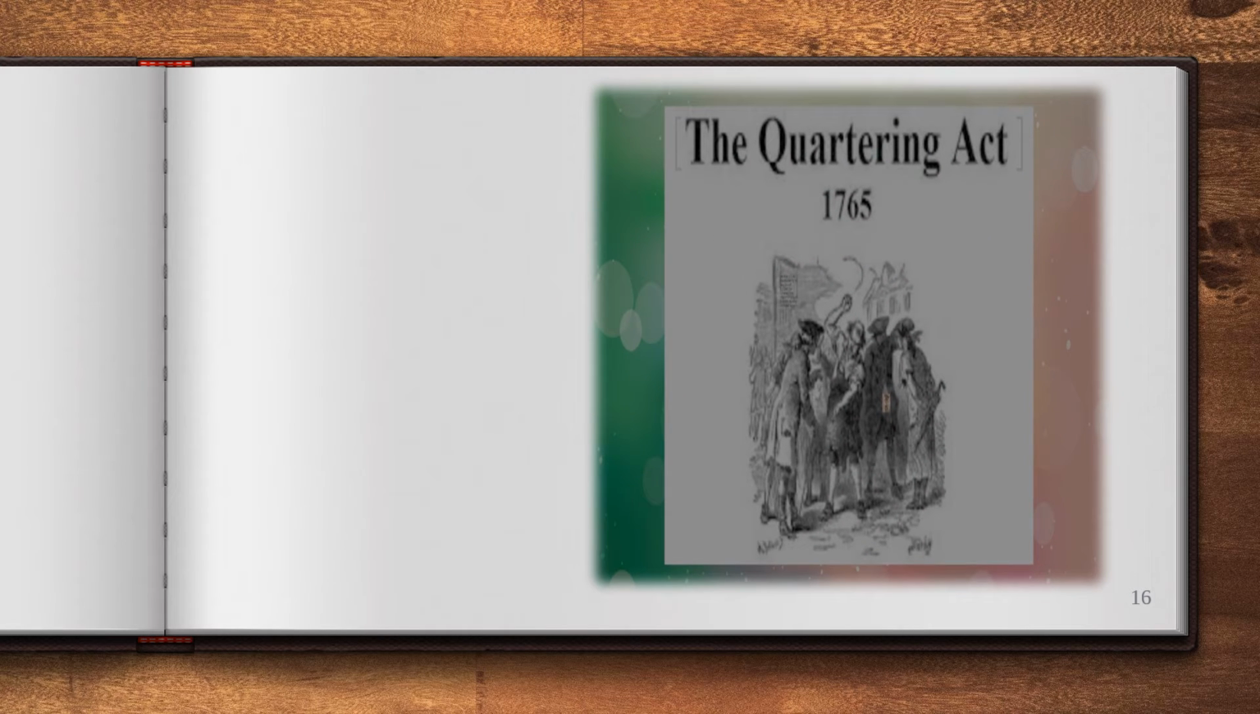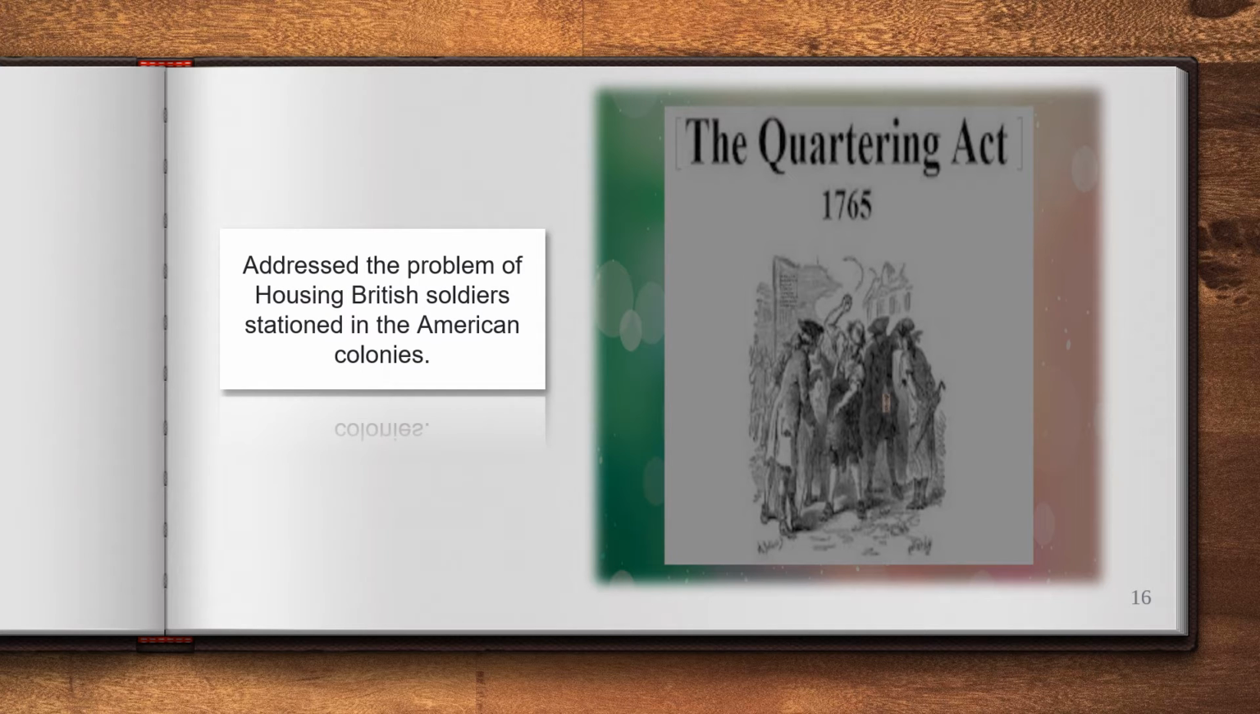So after introducing the Stamp Act, the Parliament also passed the Quartering Act in the same year. This act actually addressed the problem of housing British soldiers stationed in the American colonies. Under this act, those British soldiers are required to be provided with places to stay as well as extra housing at pati na rin mga foods.